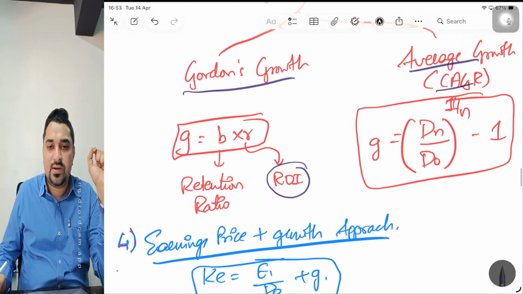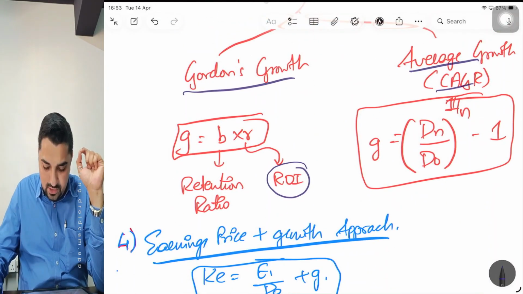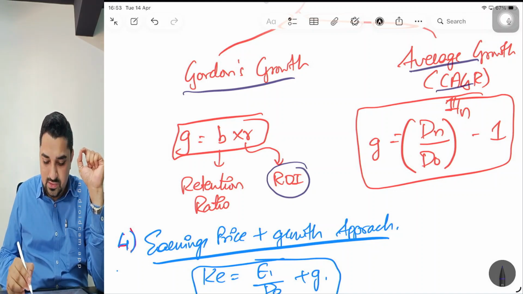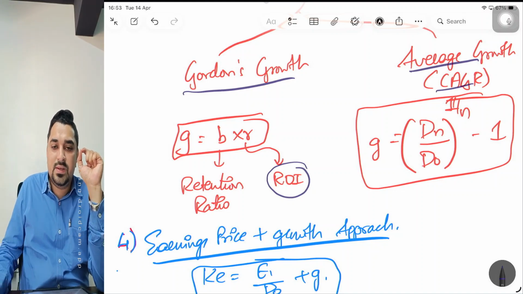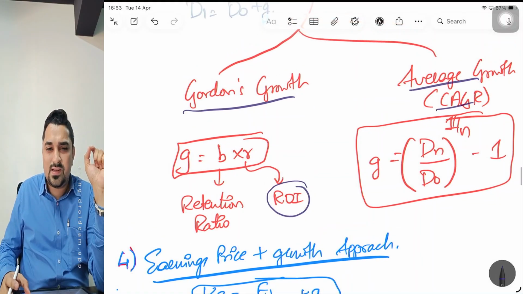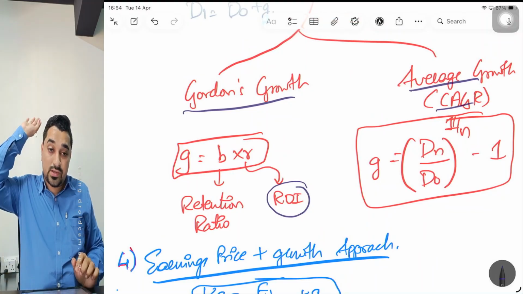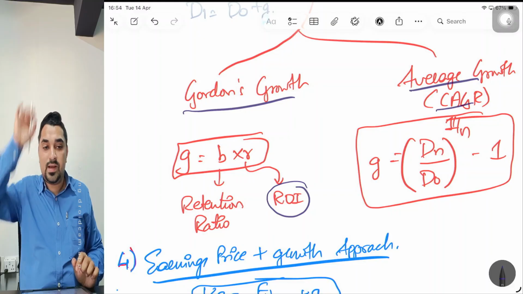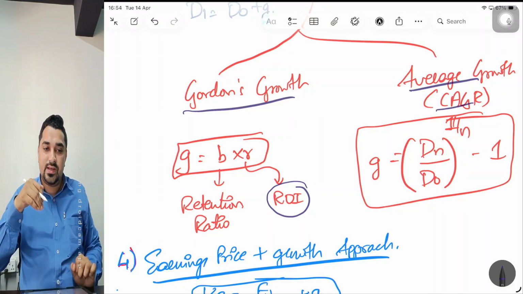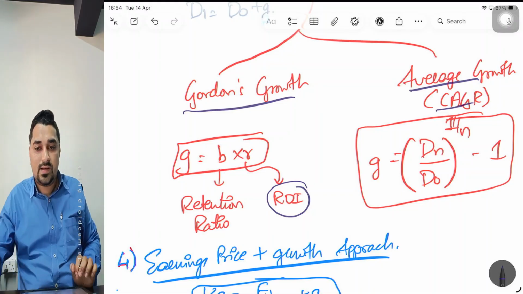The other way to calculate G is what? Your CAGR formula. You might have studied it in CA Foundation. What is the formula? G equal to (Dn divided by D0) to the power 1 by n, minus 1. How do we remember this from a class perspective? What is the value today divided by what was the value then, to the power 1 by n, minus 1.